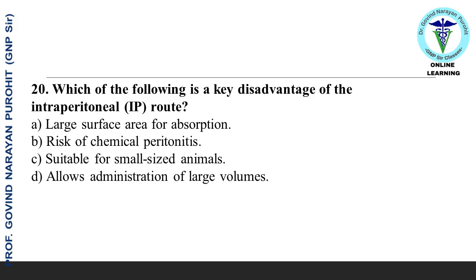20. Which of the following is a key disadvantage of the intraperitoneal (IP) route? A. Large surface area for absorption. B. Risk of chemical peritonitis. C. Suitable for small-sized animals. D. Allows administration of large volumes. The correct answer is option B. Explanation. Irritant drugs can cause peritonitis when administered via the IP route.